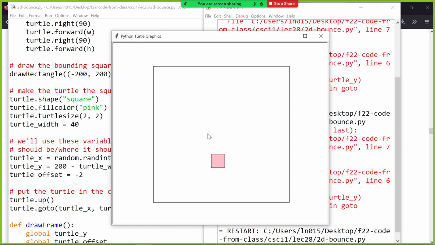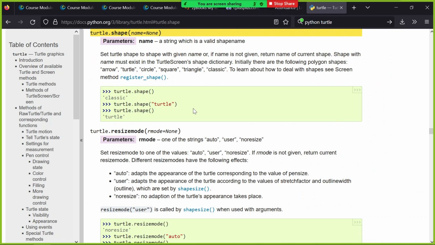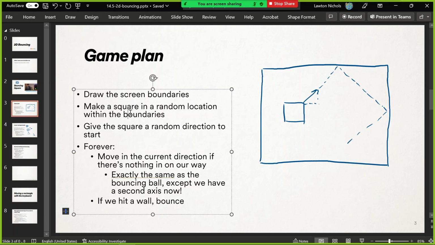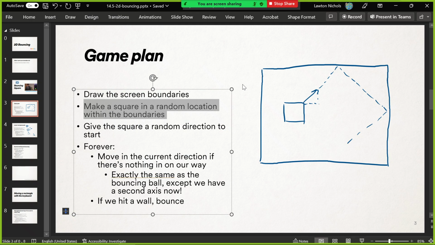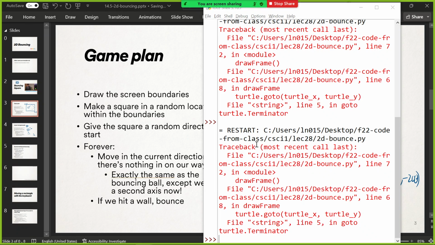And now we'd like to give two-dimensional coordinates, right? So I guess let's go back to this. So make a square in a random location within the boundaries. Let's do that. Initially, the turtle should start somewhere between, what is this? Negative 200, positive 200, and this is positive 200, negative 200. So those are your bounds, x and y between negative 200 and positive 200. Let's do something with that.